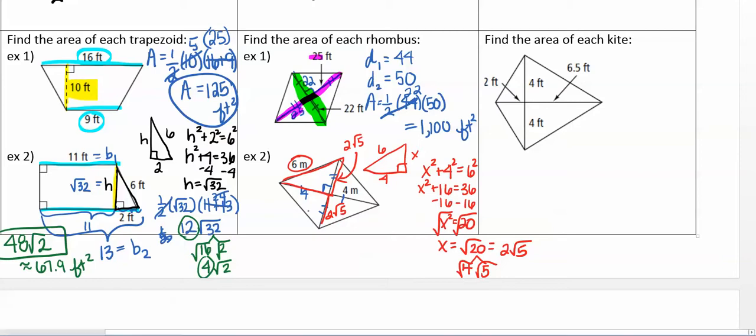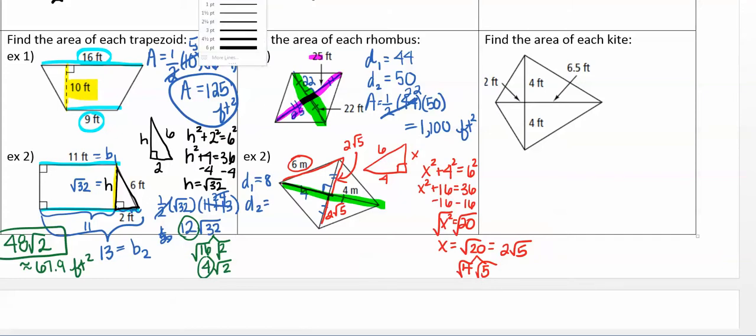So now, let's get my diagonals. Diagonal 1, we'll call the first one, is 4 plus 4. So that's going to be 8. Diagonal 2 is going to be 2 rad 5 plus 2 rad 5. And so you can add radicals like this. Think of them like 2x and 2x is 4x. So this is going to be 4 rad 5.